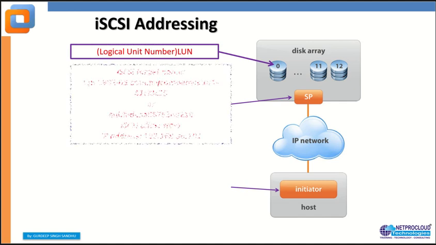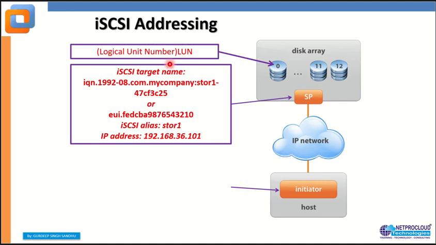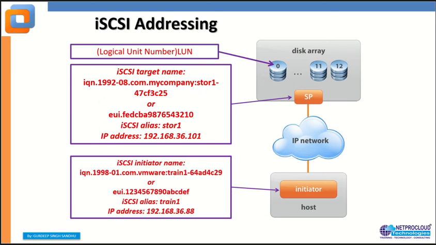So this is the logical unit number, and your logical unit number is mapped to the iSCSI target name, like IQN or EUI. And on the host side, we have the initiator, and again the initiator is represented by the iSCSI initiator name, meaning IQN or EUI.